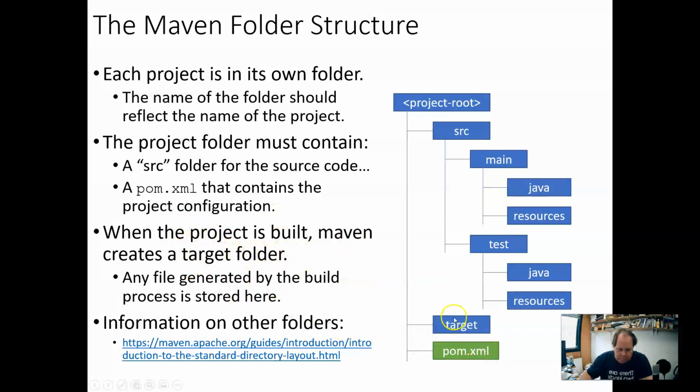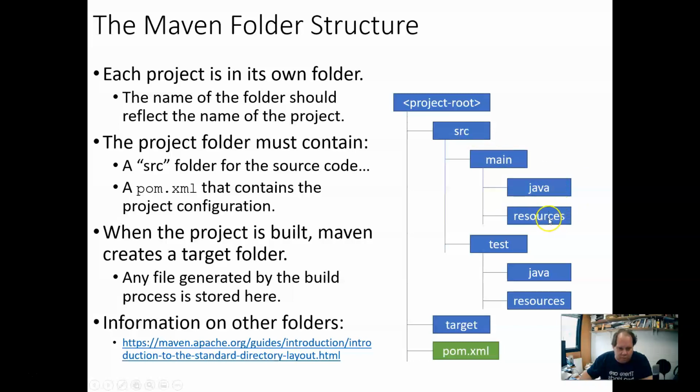When the project is built, Maven will generate the target folder, and all of the generated files that are created by the Maven build process will be stored within this target folder. Within the source folder, we have a main subfolder, and this contains all the main source code. It contains the Java code, which is all written from the root of the default package, which is contained within the Java subfolder. So source/main/Java takes you to the root folder of the Java code base.